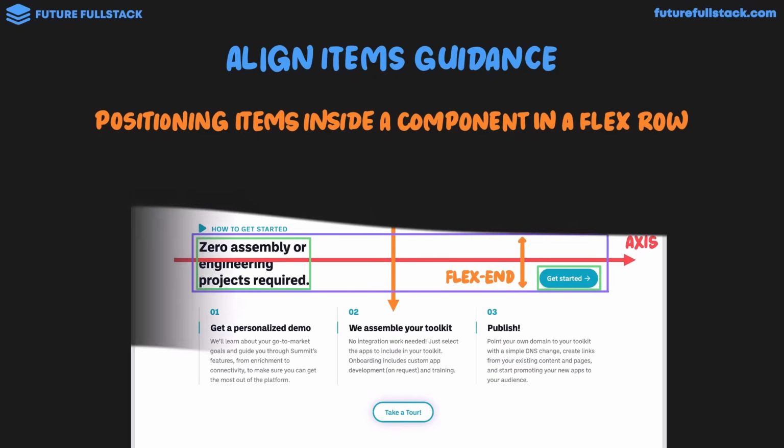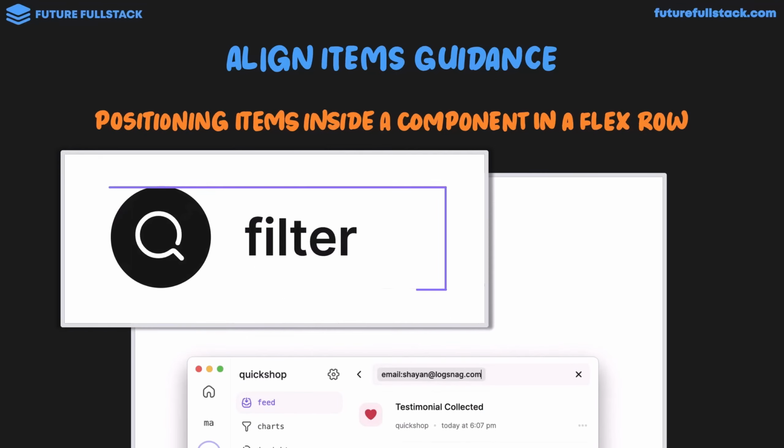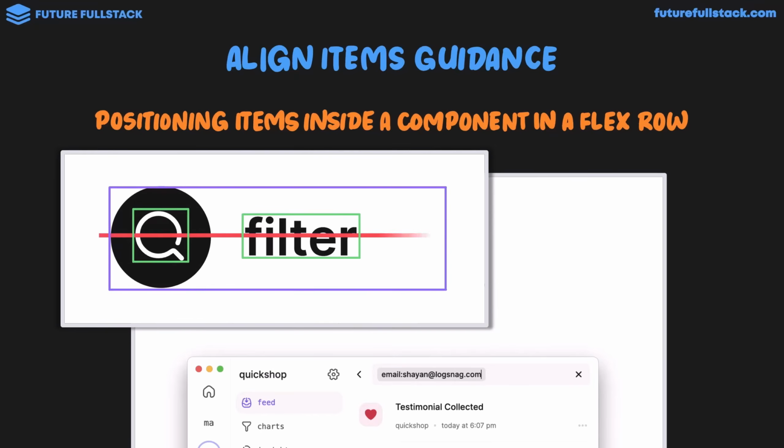Another example of this is on this page over here, where we have this icon and text component at the top of the page. This would be inside a flex container. The icon would be a flex item. The text would be a flex item. Our main axis is running from left to right. Our cross axis is running from top to bottom. And we'd be using a value like align items center.